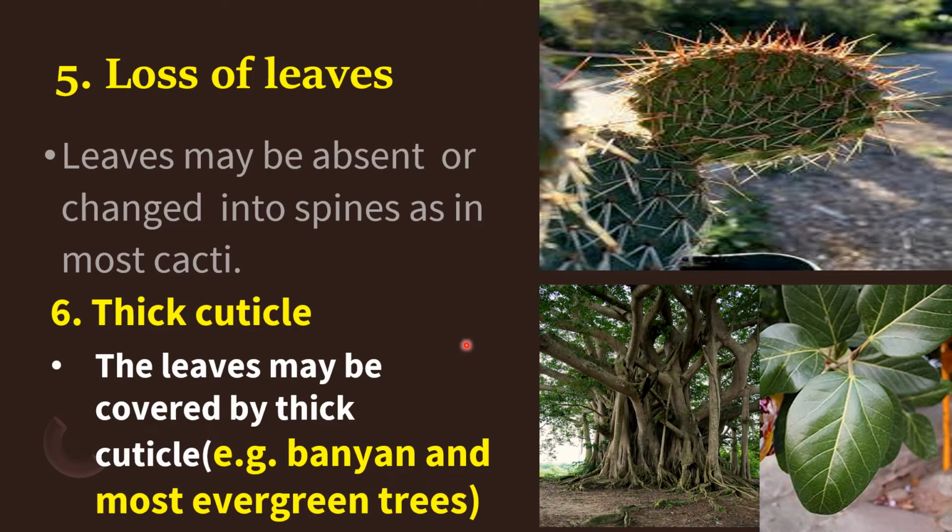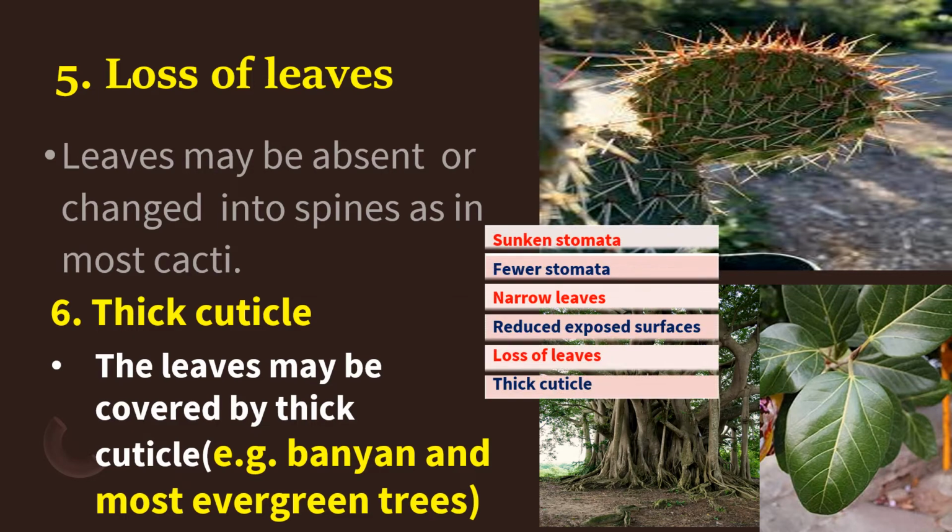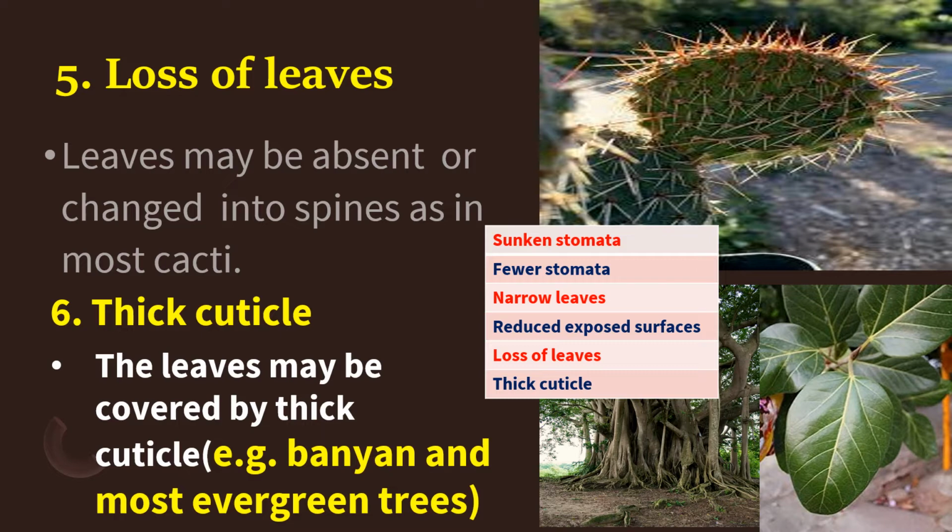These are the adaptations to reduce transpiration. This is very important. You have to remember with examples. What are the adaptations? Can you list out the adaptations to reduce transpiration in plants? Yes. First one, sunken stomata. Then the next one, fewer stomata, narrow leaves, reduced exposed surfaces, loss of leaves, and thick cuticle. Remember this. This is very important.